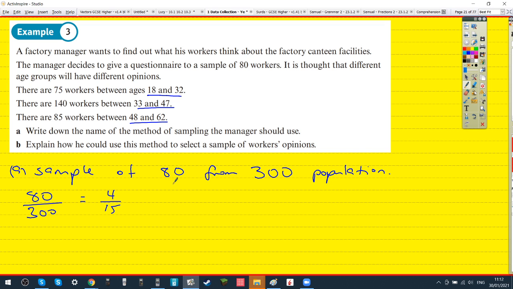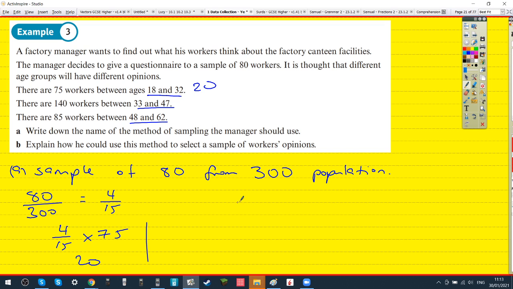It would basically be, well, let's say a sample size of 150, that would be half of your total population. And so you would just cut each of these in half. This is 4/15ths of the population, and so you just want 4/15ths of each group. So 4/15ths of the sample should be in the first group. So it's 20 for the first one. Yeah, so we want 20 aged between 18 and 32.